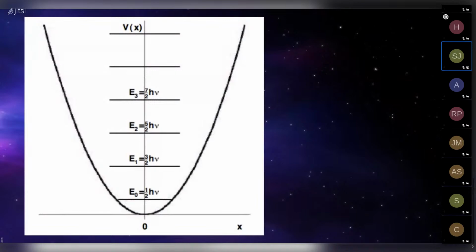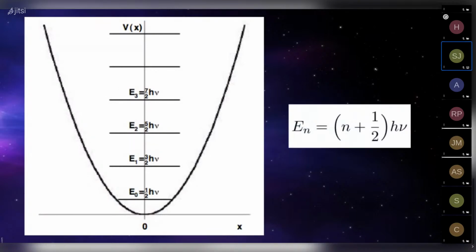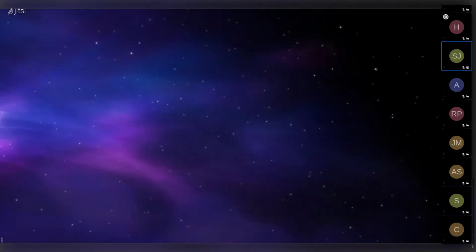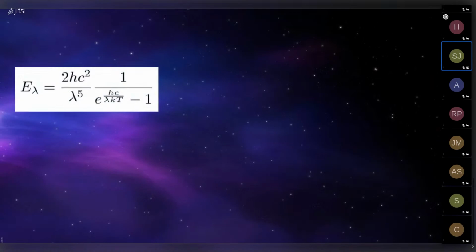These particles are called quantum oscillators because they occupy discrete energy levels, which is given by E equals (n plus 1/2) h nu. These are the only levels which are occupied by these particles. So when Planck used quantum statistics by considering the number of particles and many other features, he gave an equation: E lambda equals 2hc squared by lambda to the power 5, into 1 by (e to the power hc by lambda kT, minus 1).